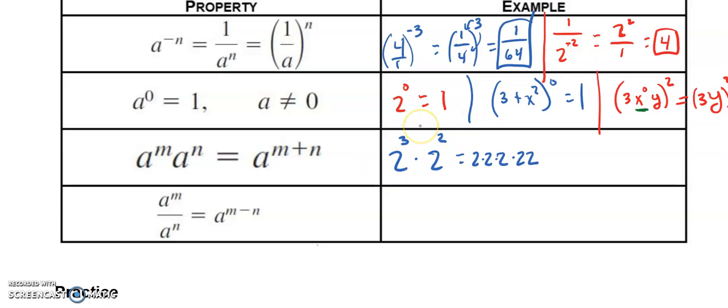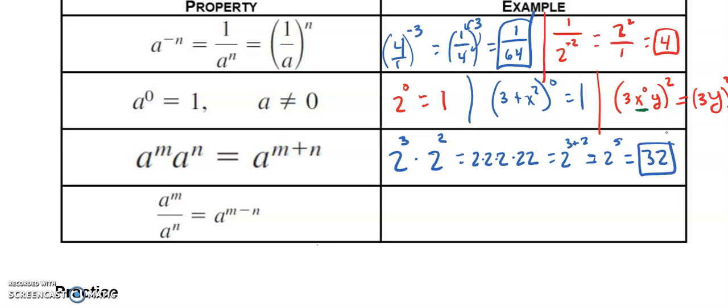So altogether we have 3 plus 2, which is 5 2's being multiplied together. Oops, I wrote the wrong number. 3 plus 2. So that's 2 to the 5th. Again, if you can multiply that out, I would expect you to. So 2, 4, 8, 16, that would equal 32.